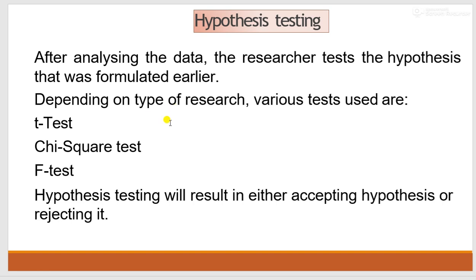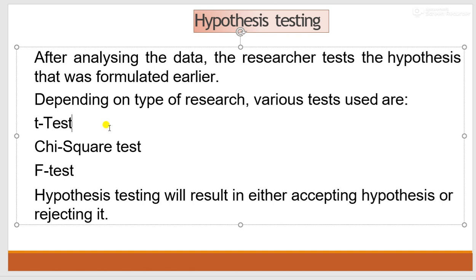Next is hypothesis testing. After analyzing the data, the researcher tests the hypothesis that was formulated earlier. Depending on the type of research, various tests are used for testing the hypothesis. T-test, chi-square test, F-test. These are the methods which are useful for hypothesis testing. Now this hypothesis testing will result in either accepting the hypothesis or rejecting the hypothesis.